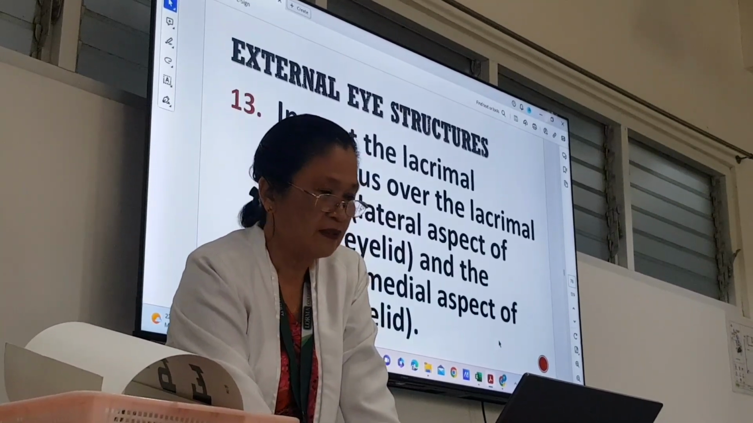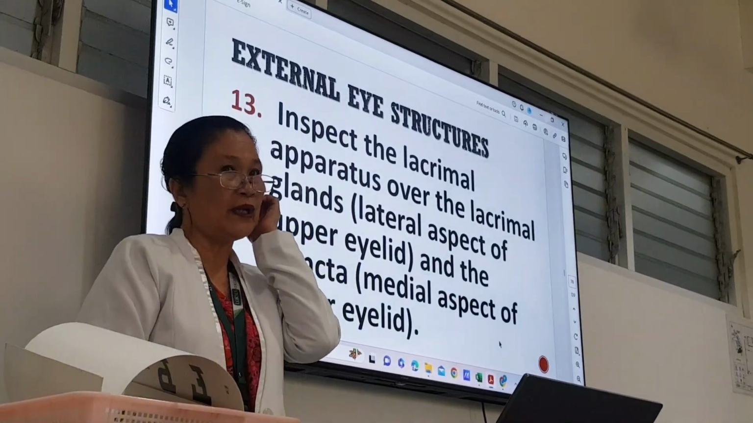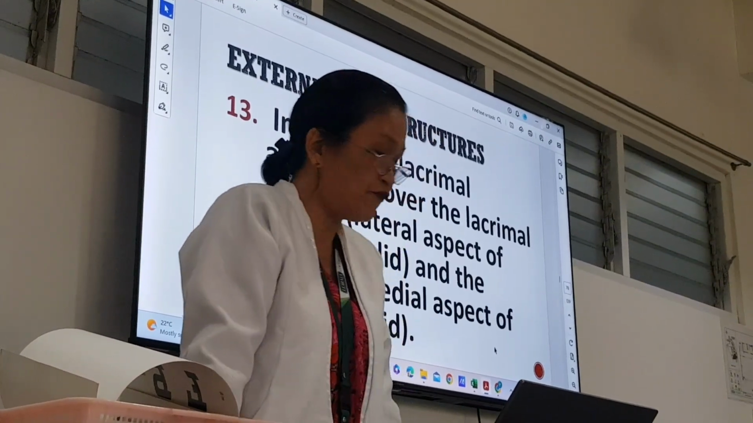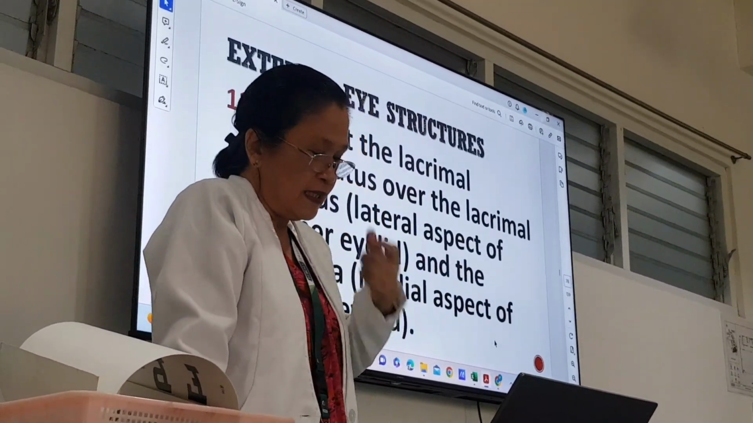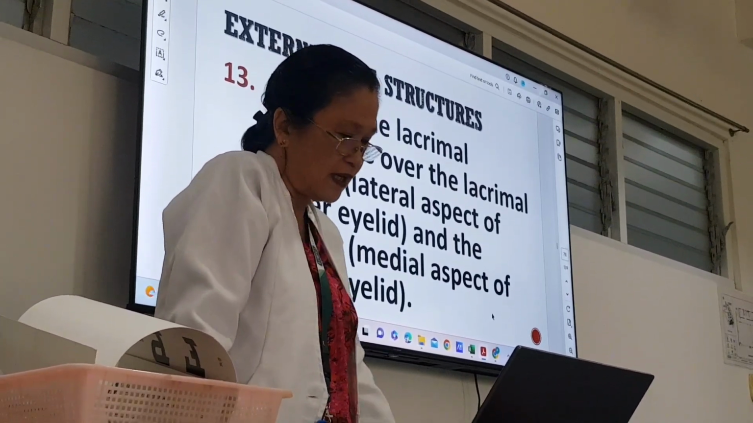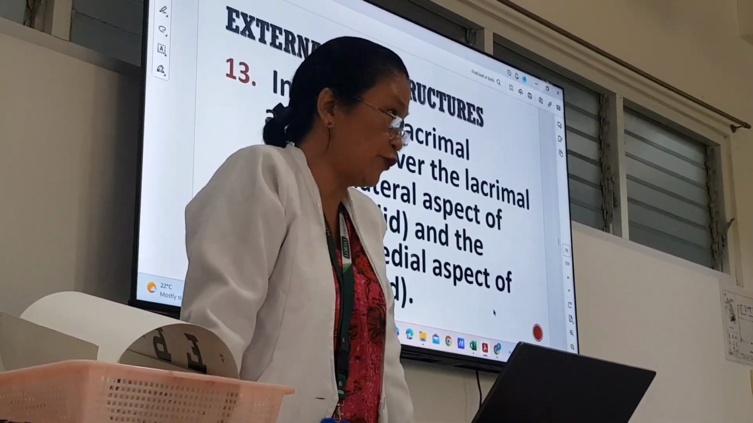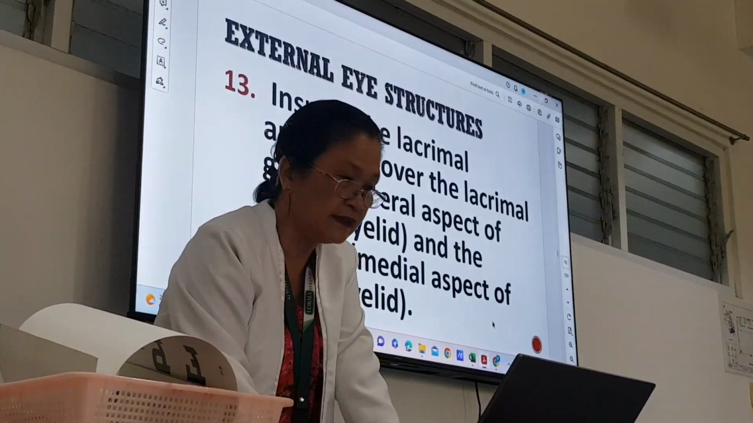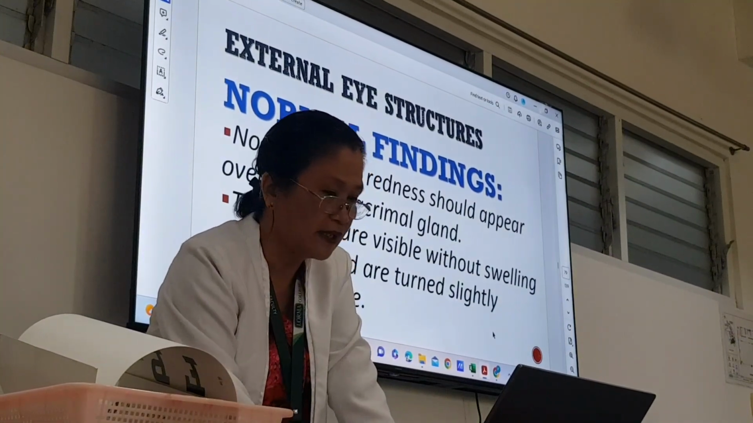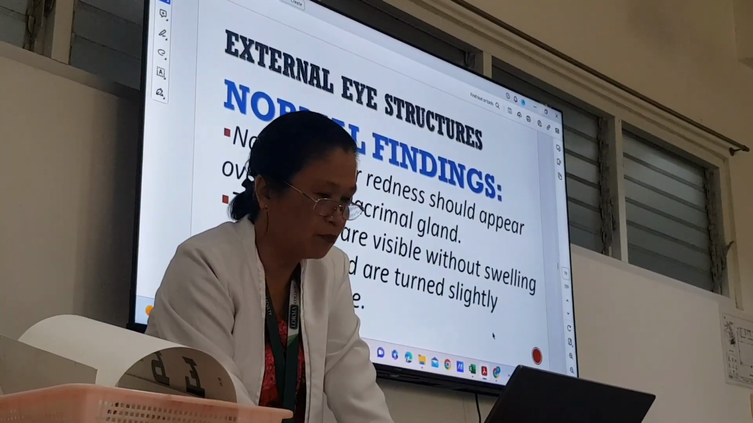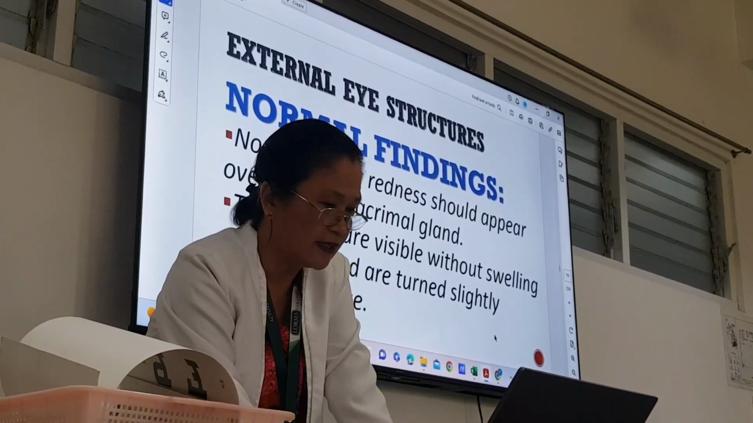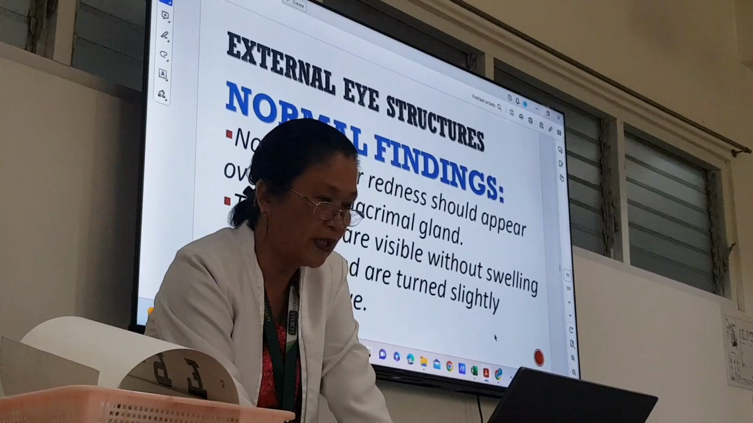Then, number 15, we are now going to inspect the lacrimal apparatus over the lacrimal glands, lateral aspect of upper eyelid, and the puncta medial aspect of your lower eyelid. And so the normal findings must be no swelling or redness should appear over areas of lacrimal glands. The puncta are visible without swelling or redness and are turned slightly toward the eye.